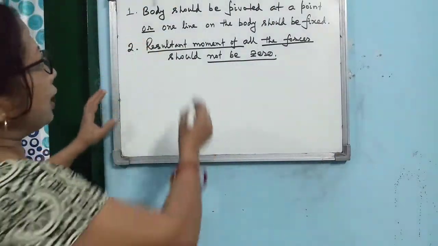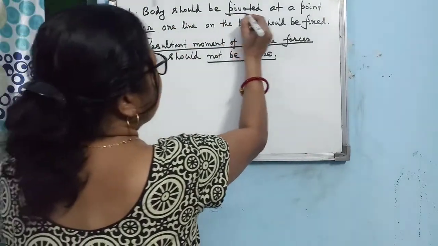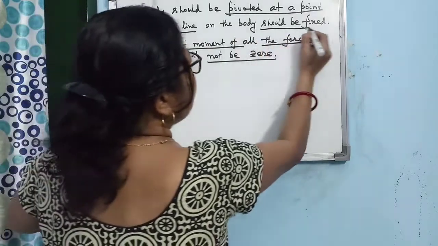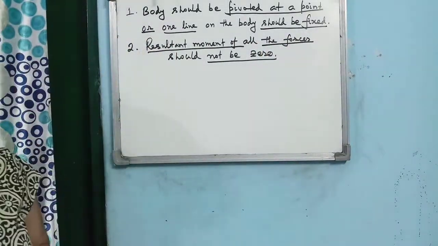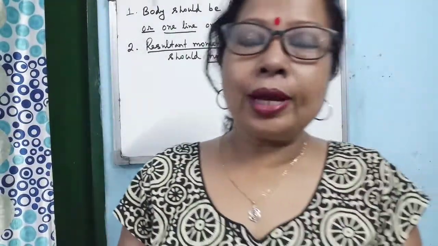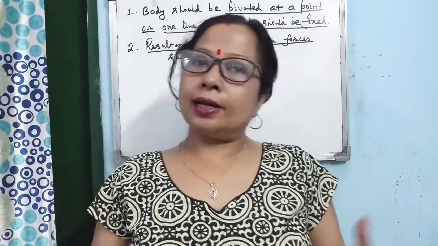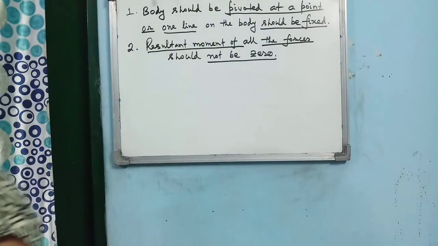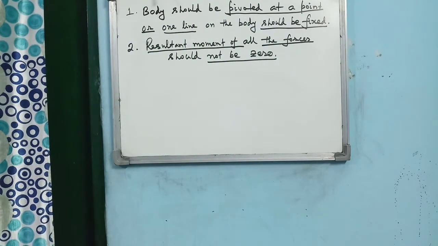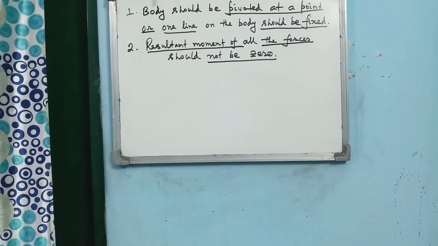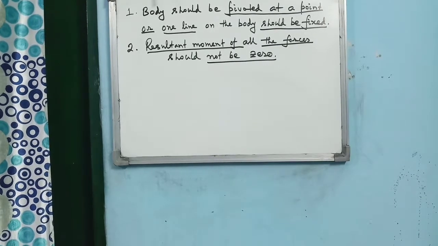So what I said is that the body should be pivoted at a point, or one line on the body should be fixed. Is that clear? So these are the two kinds of motion a body can have when you are applying force: translational motion and rotational motion. In lower classes we have studied the details of translational motion. Now I will discuss rotational motion.